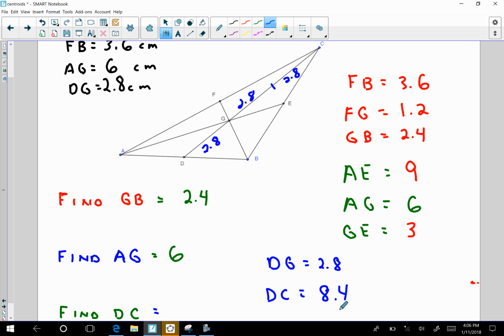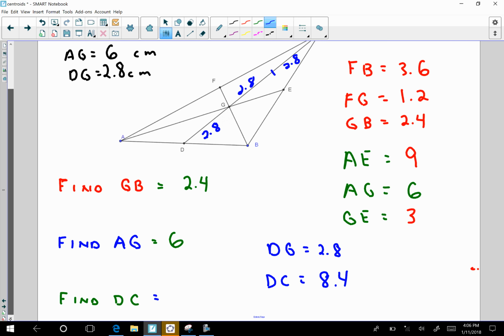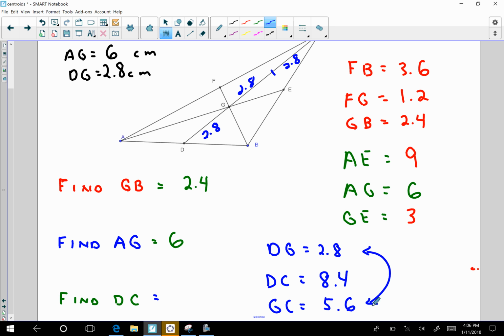Keep in mind, our diagram may not be to scale, and that's okay. Therefore DC is 8.4, and we can certainly find the measurement of GC if need be. GC looks like it's going to be twice 2.8, and I believe that's going to be 5.6. And again, GC plus DG is going to equal DC by the segment addition postulate.